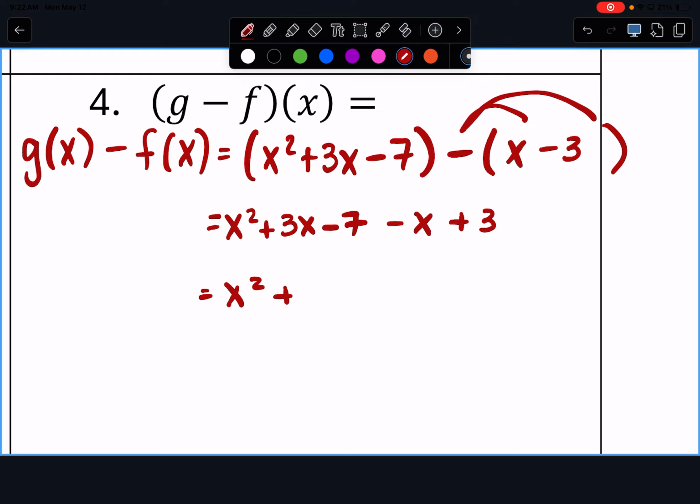All right, I think that fixed it. Now, we should get x squared. What next? Plus 2x minus 4. Minus 4. That is correct.